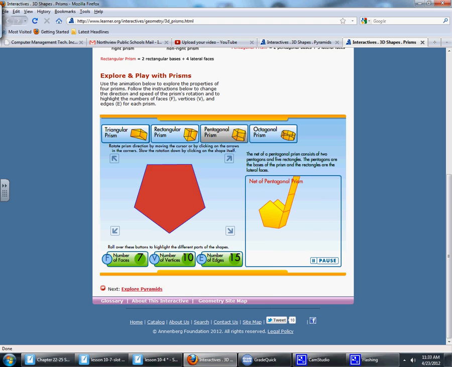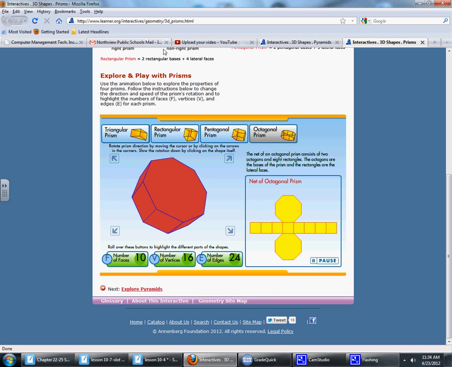Here's a pentagonal prism, with pentagon bases and then rectangular sides connecting it together. And then we have an octagonal prism which has octagon bases and then rectangle sides connecting the 2 bases together. So those are just some fun videos to look at.